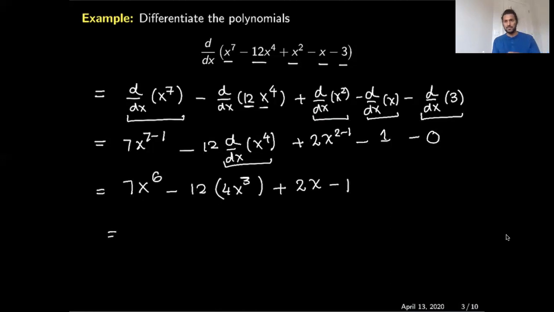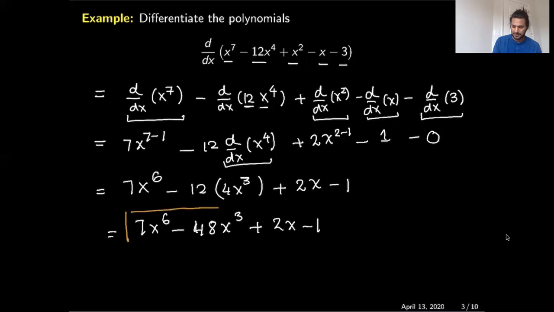Therefore, this one is now equal to 7x to the power 6 minus 48x to the power 3 plus 2x minus 1. So this is your final answer. So I will box that answer.